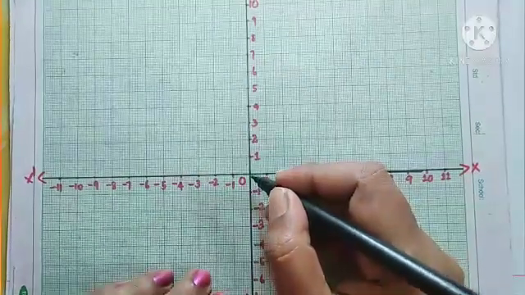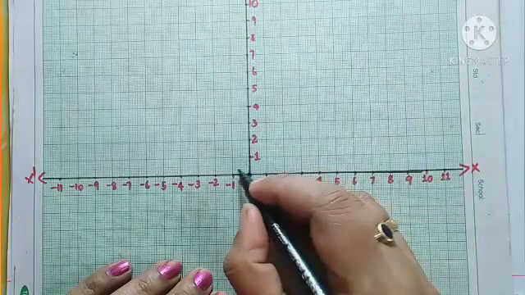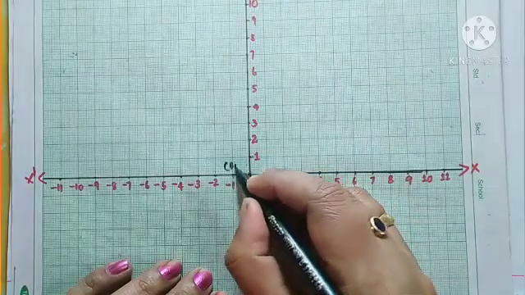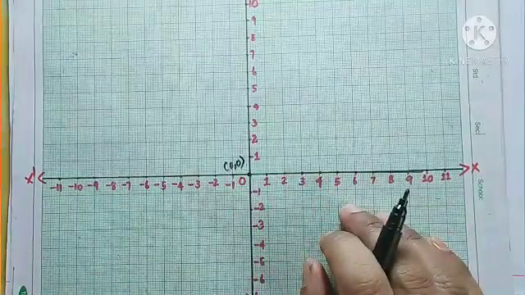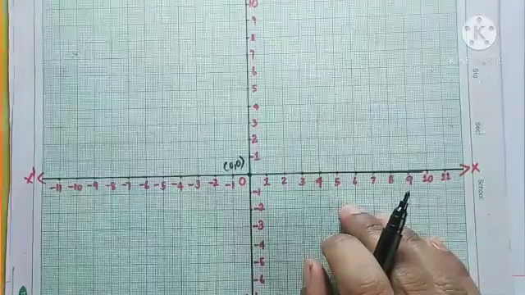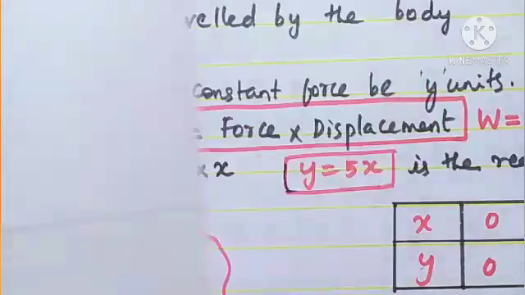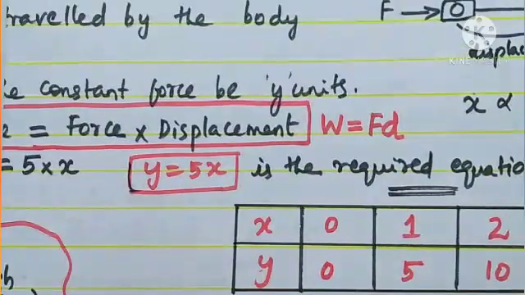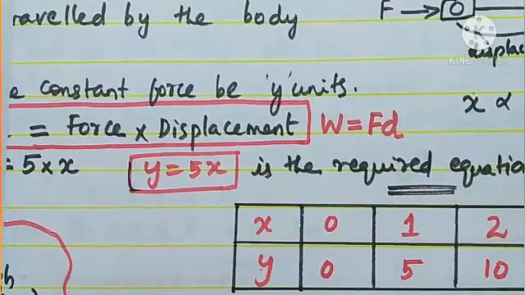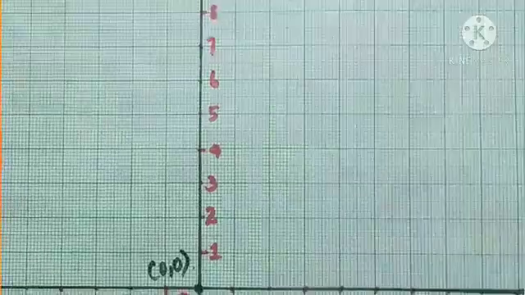The origin is 0, 0. So just mark that point 0, 0. Understood, children? So we marked the first point 0, 0. Now the second point is 1, 5. Okay, x coordinate 1 and y is 5.